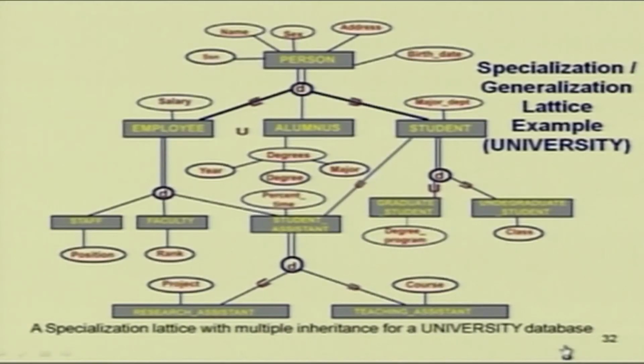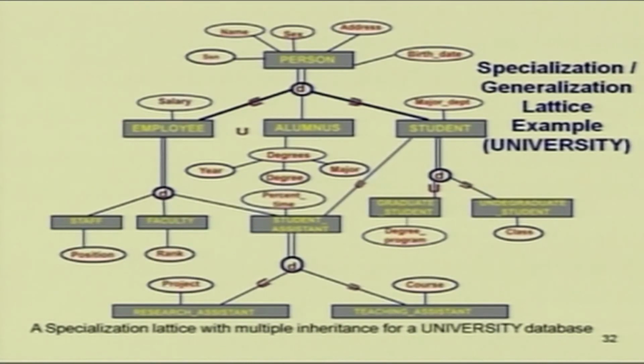Now, let us look at another example a little more in detail. This is a lattice and the example is a university. A person has all these attributes. Now, this person can belong total, that means he has to belong to one of these categories in a university. He is either an employee of the university or an alumnus of the university or a student of the university. This is how the application says.